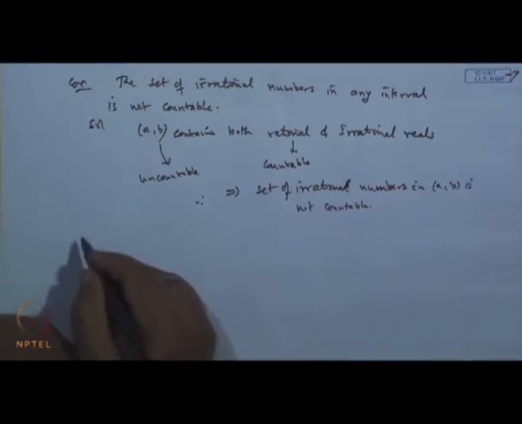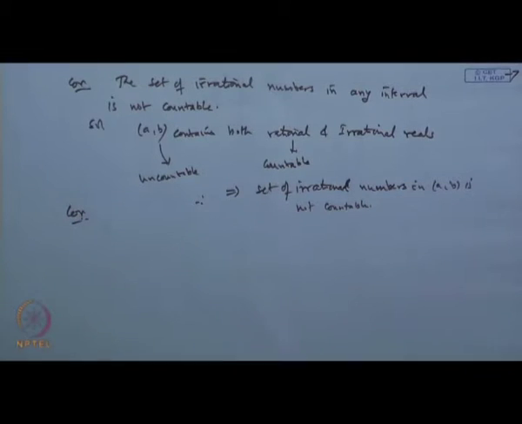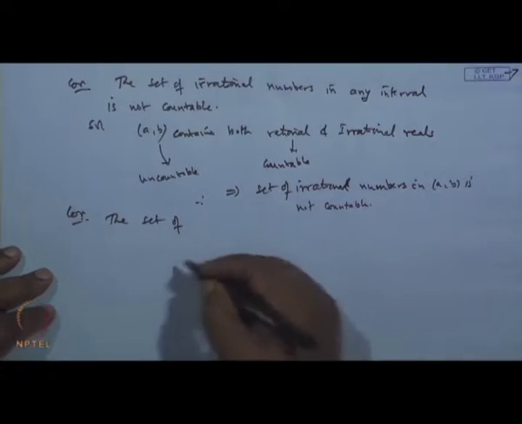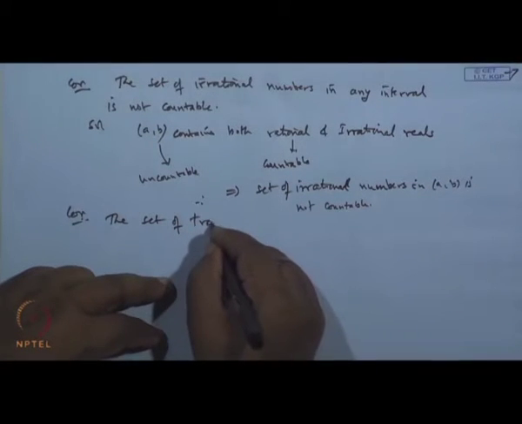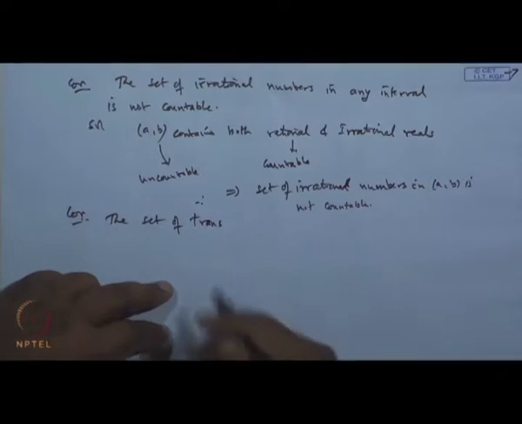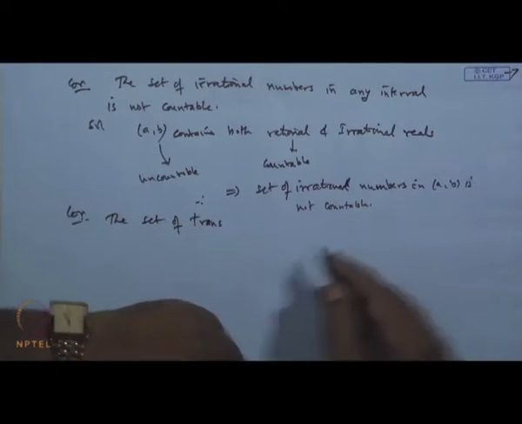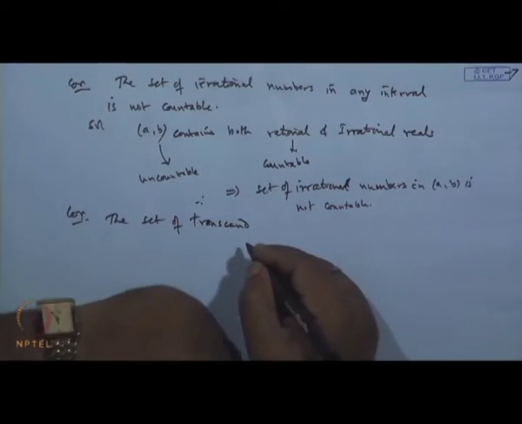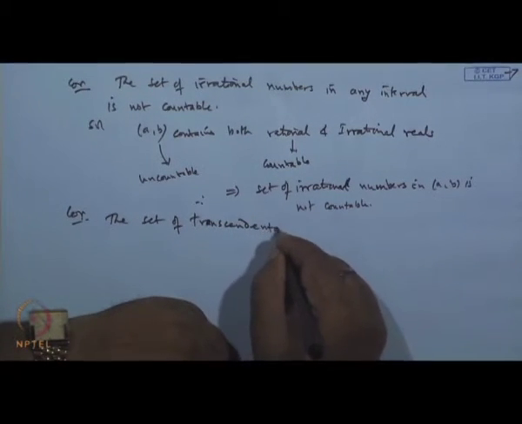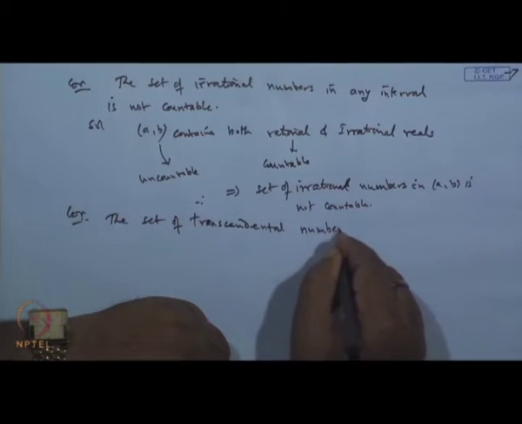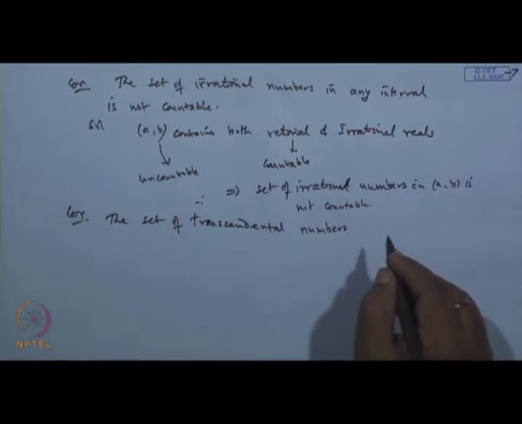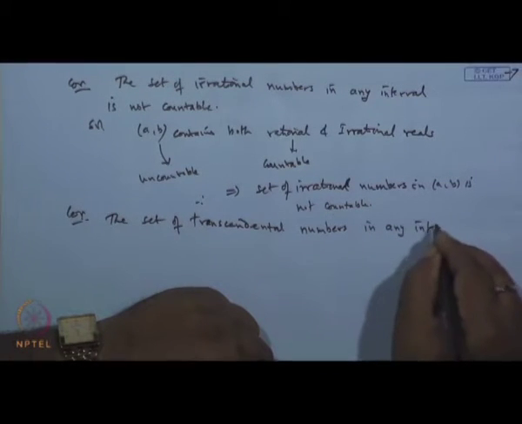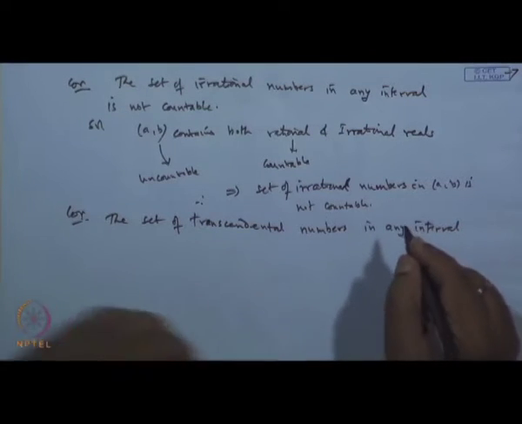And in the same way we can also write this corollary: the set of transcendental numbers, which are not algebraic numbers, in any interval is not countable.